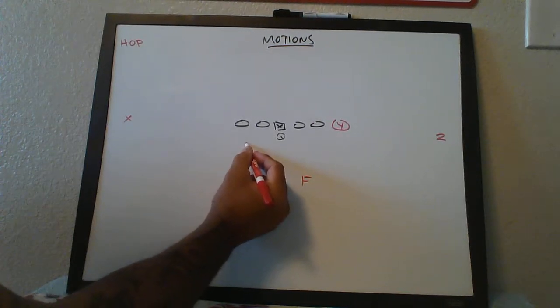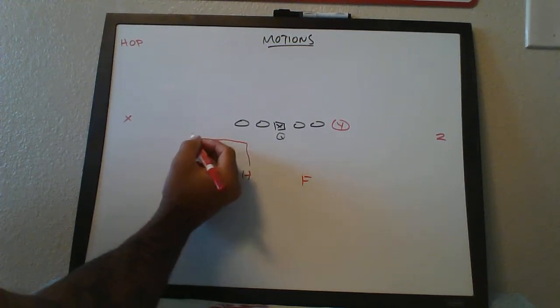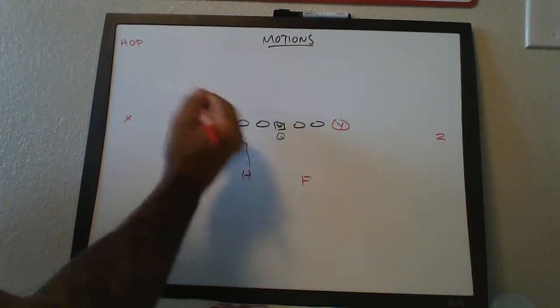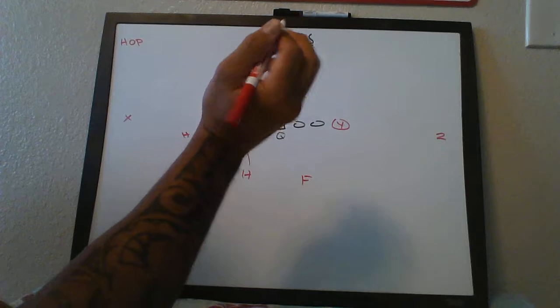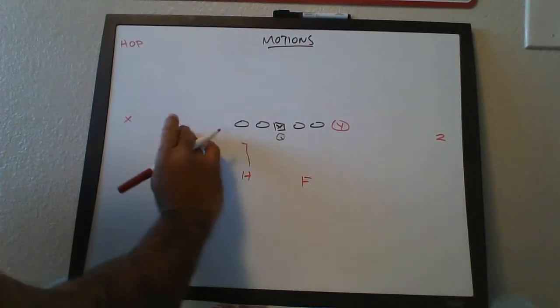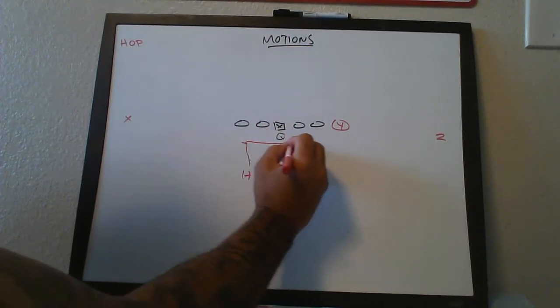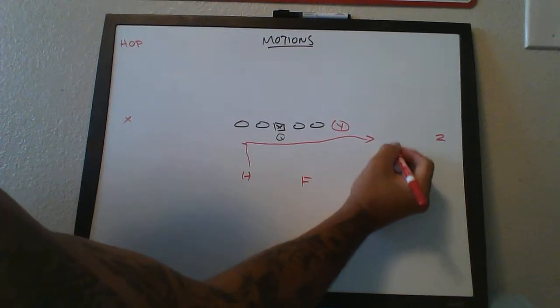So he's going to go in motion into wherever we set him up with the places. Most plays will have him end up here in the slot. Sometimes we'll motion him out to the right where we want him in trips. So this would be red right, hop right.